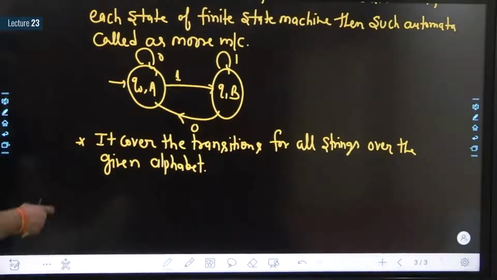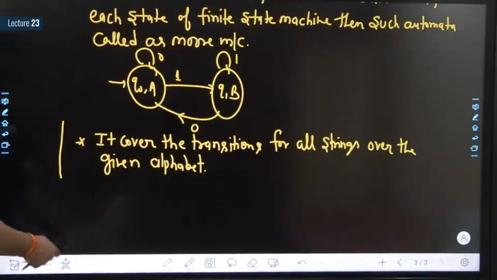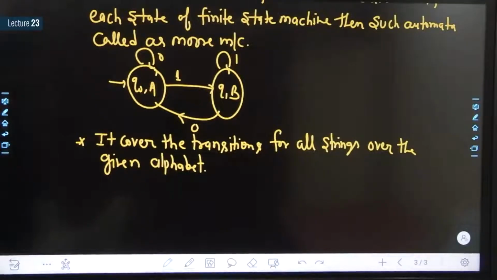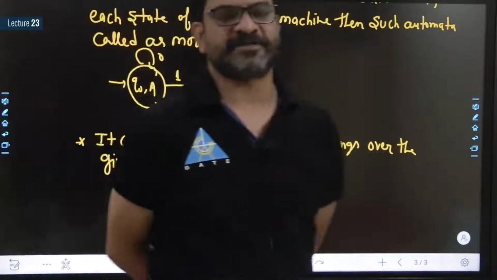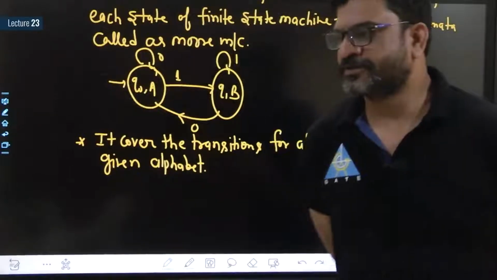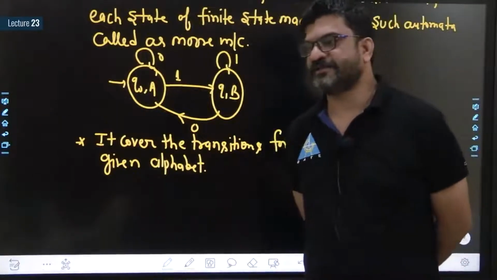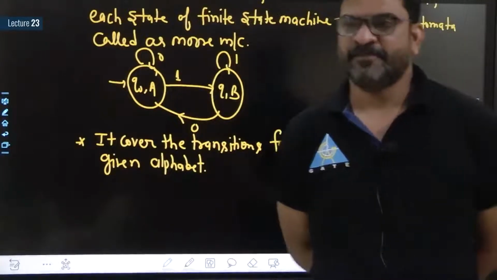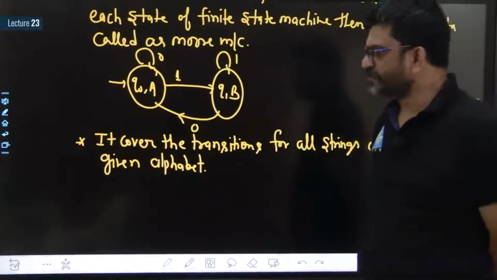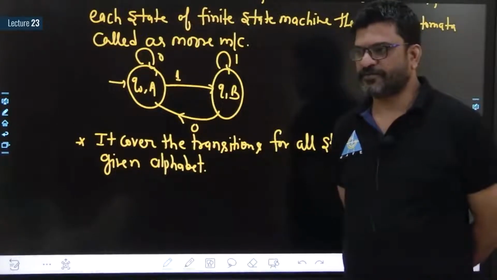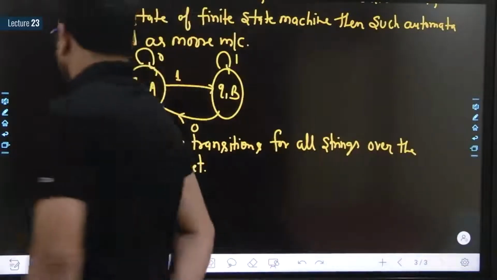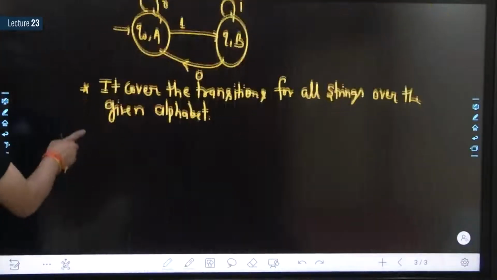Next point. If the input is n length, suppose input length is 3, then output of the Moore machine is length 4. Why? Because initial state generates the output without reading anything. Clear? Note down these 2 points.